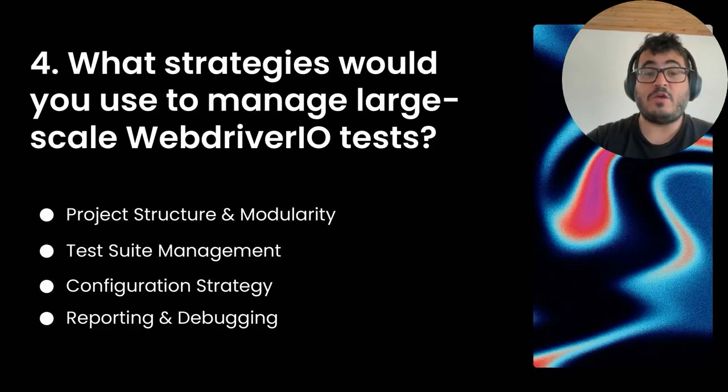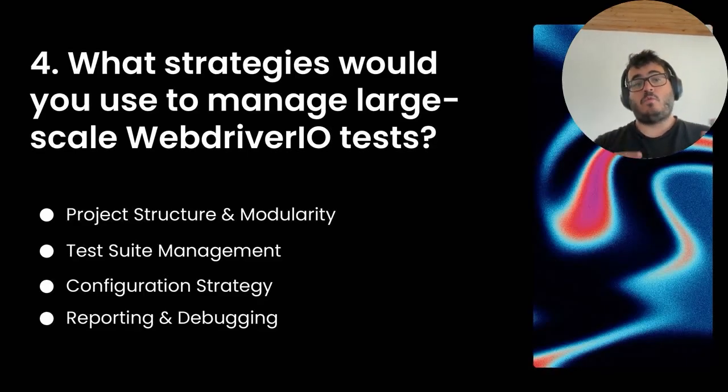This is a nice one. Again, there are a lot of strategies, but what I get to answer to an interviewer here, I'm particularly useful to use project structure and modularity. I want to use as part of my strategy the page object model as much as possible, organize my features per domain, group tests like all pages by feature, use utility helpers. But not only this. The next thing is the test suite management.